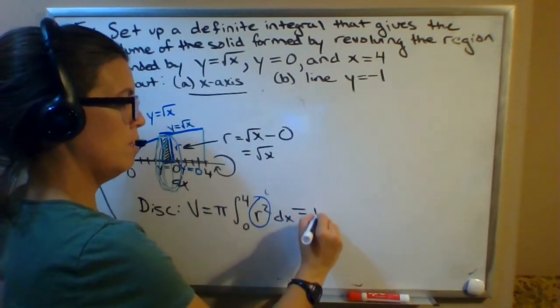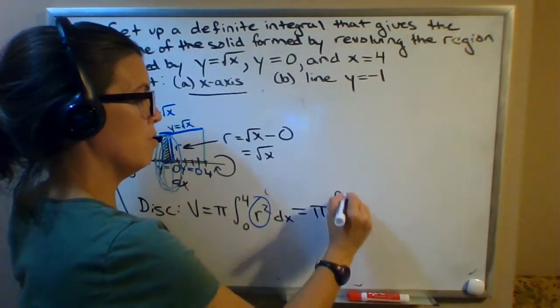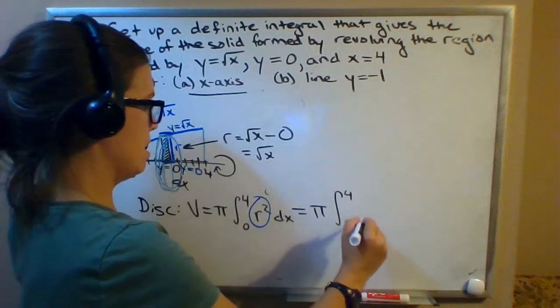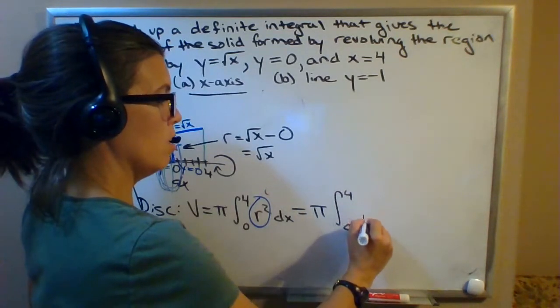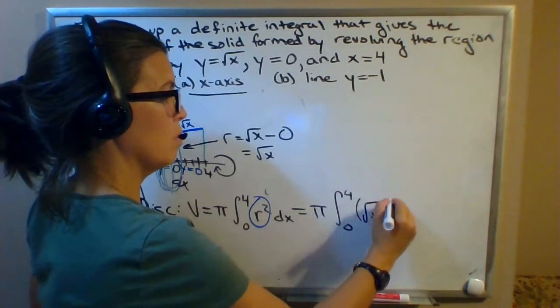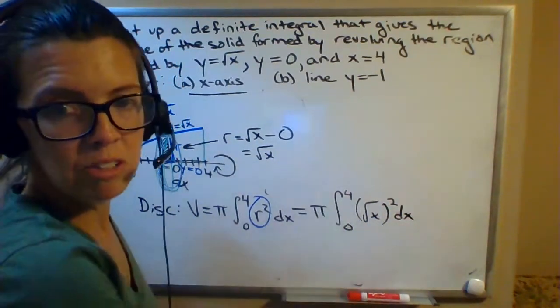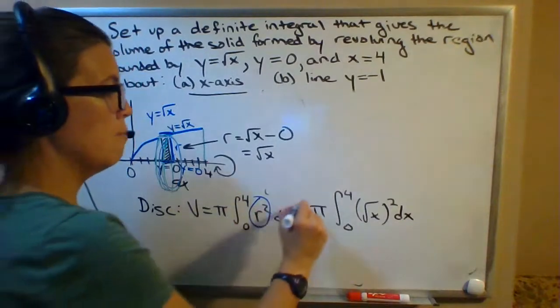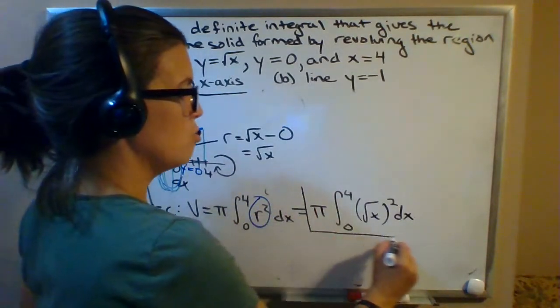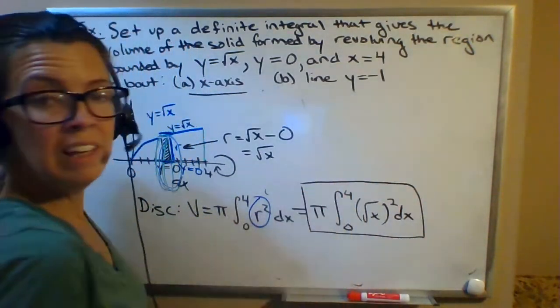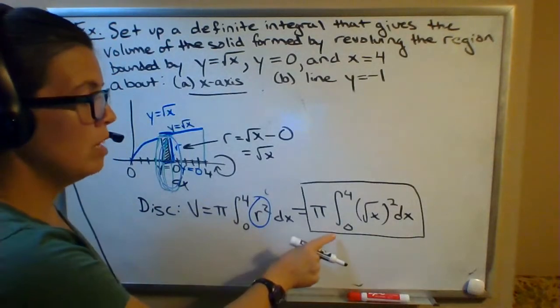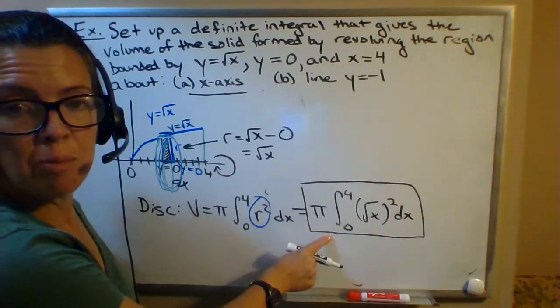And so our definite integral that gives the volume of this solid is pi times the integral from 0 to 4 of the square root of x squared dx. Which, yeah, we could make that x, and then we could integrate this fairly easily. In the homework, there's an instruction that says setup only. So that's telling you that you can actually just get to this point and stop.